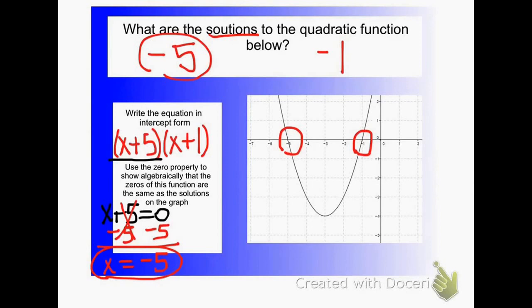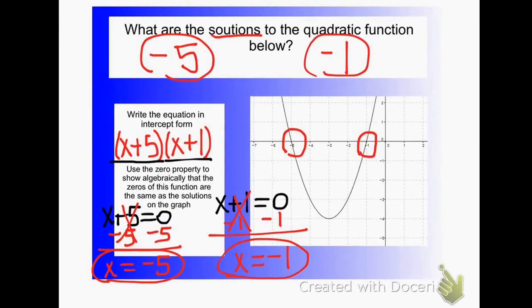Now to get the second one, I take my second factor, which we said was x plus 1, and I do the same thing. I set it equal to 0 to find out what value of x would produce 0 when substituted in. So to do that, I need to eliminate my 1 from the left side, so I'm going to take the opposite of +1, which is -1, and put that on both sides. My 1's eliminate on the left, so x equals 0 minus 1, which is -1, which matches what the graph told us. So we know that we did it correctly.